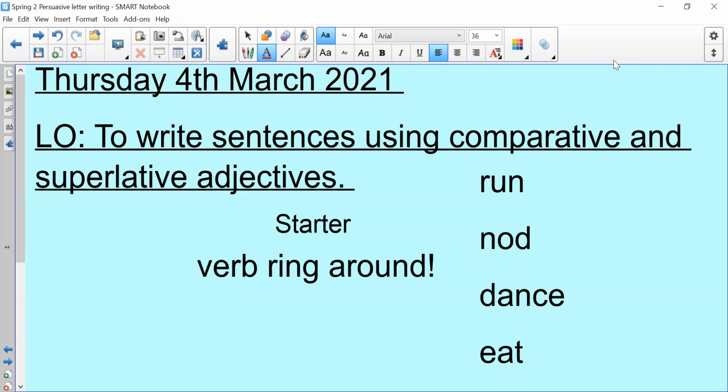So the date is Thursday, the 4th of March, 2021. And our learning objective today is to write sentences using comparative and superlative adjectives. But before we get into that, let's look at our starter.